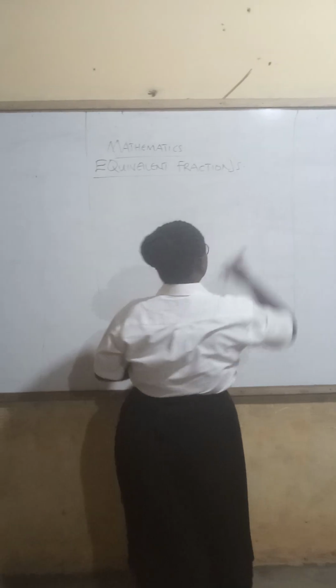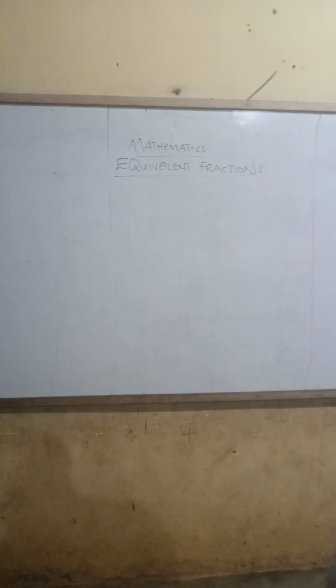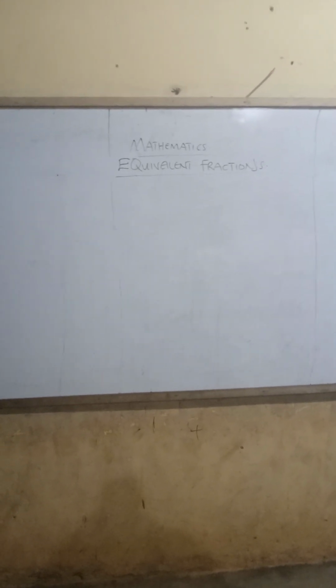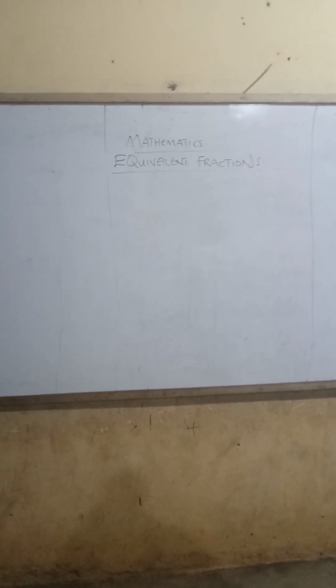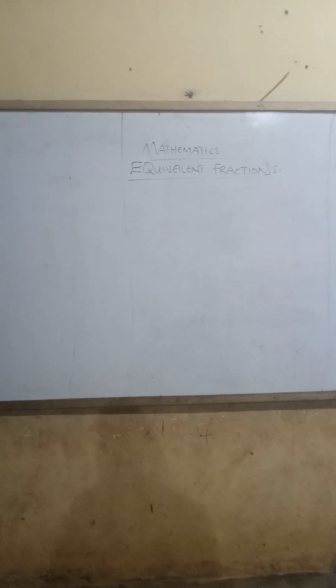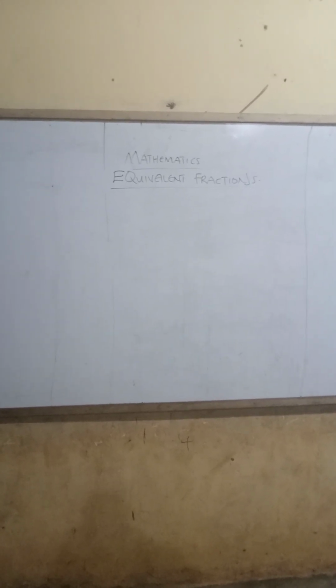So someone will ask, what are equivalent fractions? Equivalent fractions are fractions that have the same value but look different. For any fraction, an equivalent fraction can be formed by multiplying the numerator, which is the top number, and the denominator, which is the bottom number, by the same number.